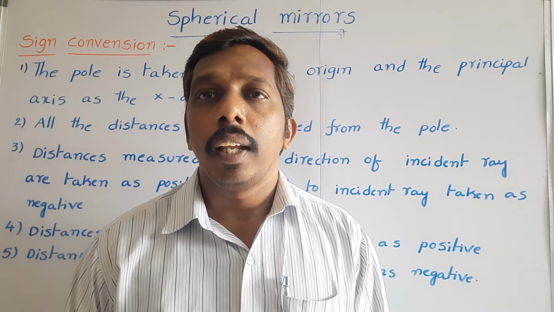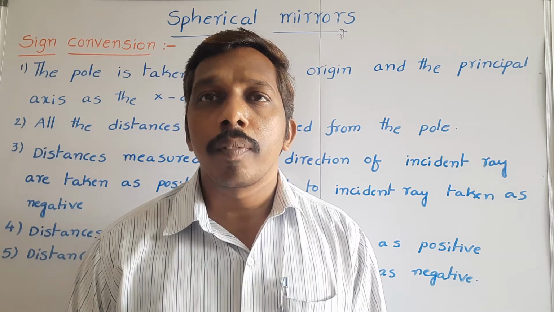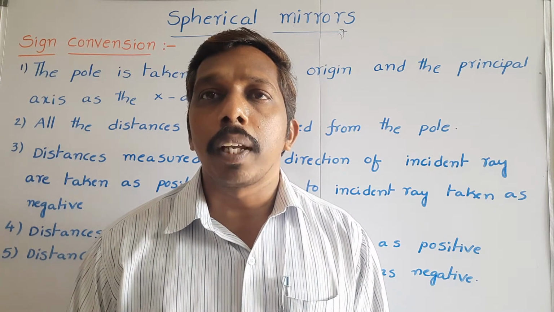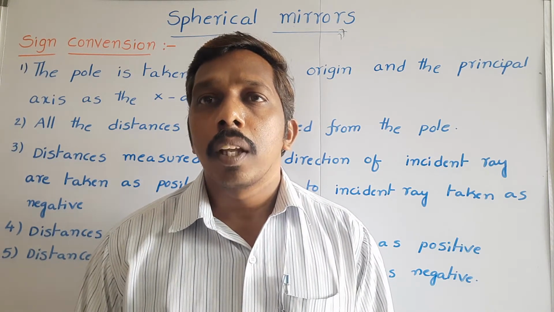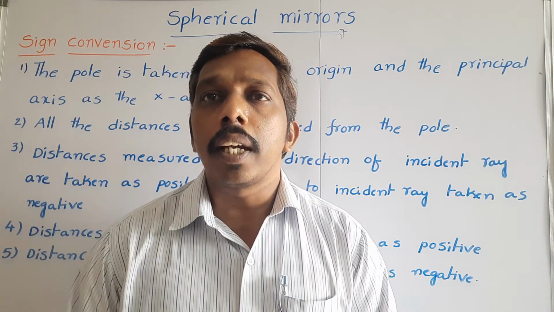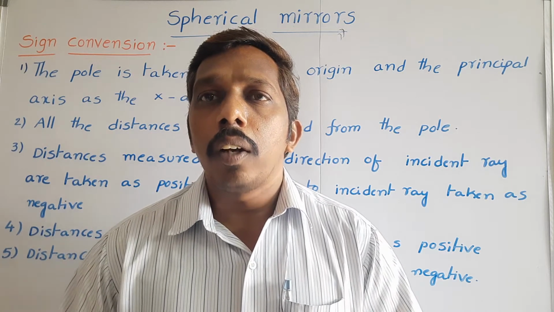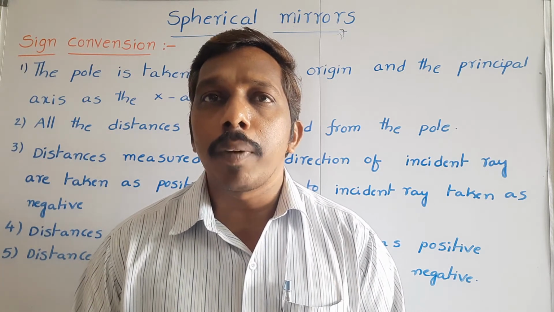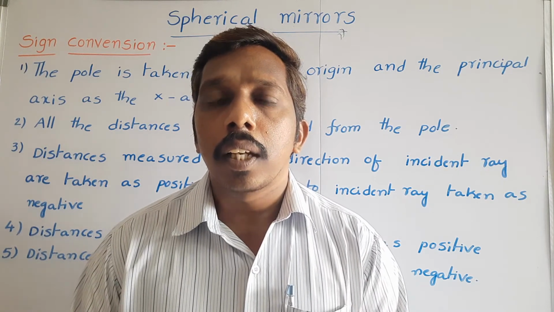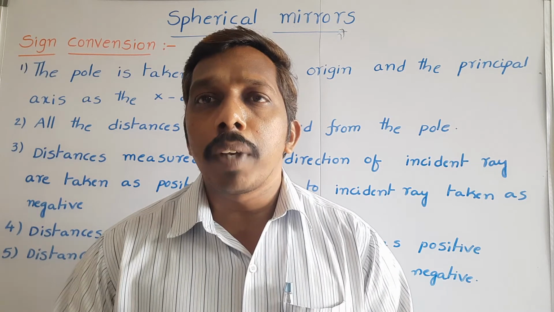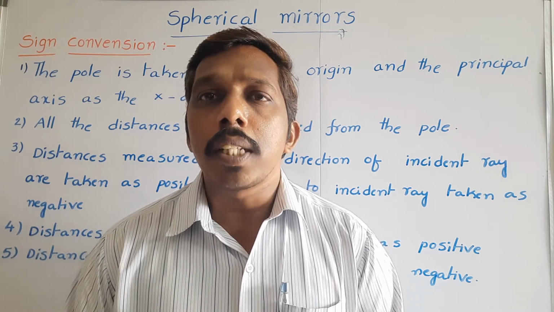Hi students, in the previous class we learned the types of spherical mirrors and the terms related to them. Among the terms, we know the radius of curvature, which is the distance between the pole and the center of curvature. The distance between the pole and the focus is called the focal length. The distance between the pole and the object is called the object distance, and the distance between the pole and the image is called the image distance.